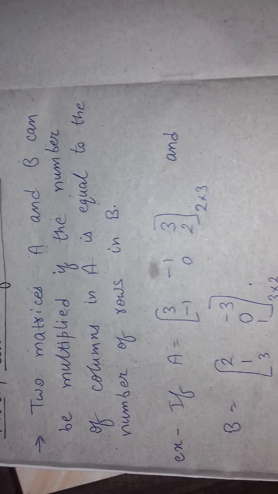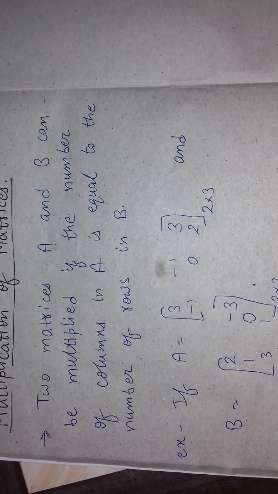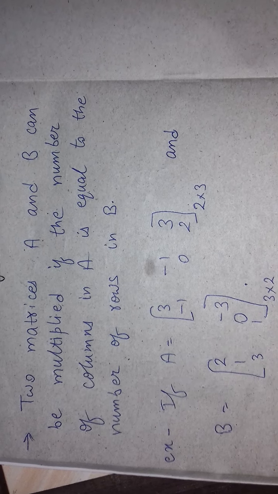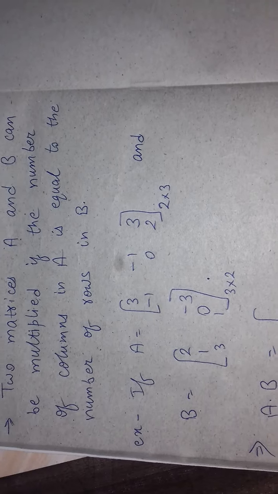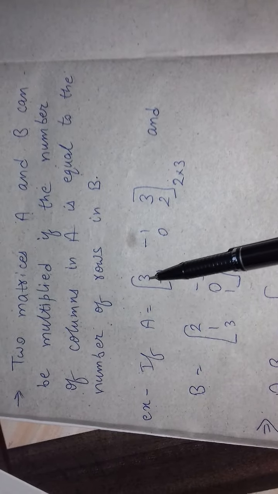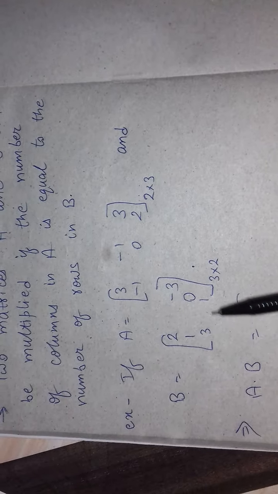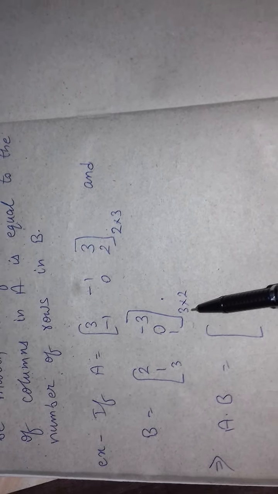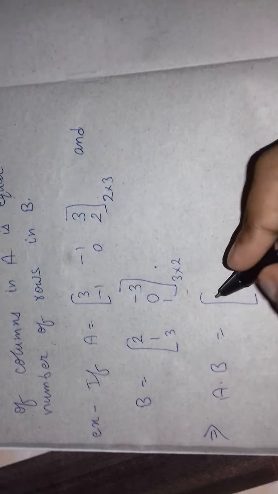Now we will see multiplication of matrices. Two matrices A and B can be multiplied if the number of columns in A is equal to the number of rows in B. So we will understand it by taking an example. If matrix A is [3 -1 3; -1 0 2] and B matrix is [2 -3; 1 0; 3 1]. So here A matrix has 3 columns and B matrix has 3 rows. So now we will multiply these two matrices.